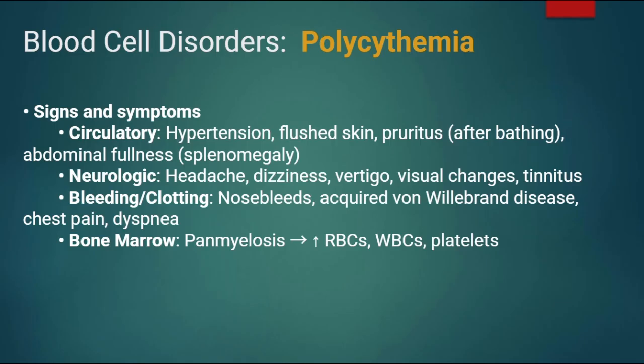They are also at risk for chest pain and dyspnea due to decreased oxygenation and possible blood clots in the lungs or coronary arteries. Finally, panmyelosis, the overproduction of all bone marrow components, including red blood cells, white blood cells, and platelets, is the underlying problem in polycythemia vera, and it contributes to all these symptoms. As nurses, our role is to monitor for these clinical manifestations and report them promptly. Recognizing these early signs can help prevent life-threatening complications such as stroke, myocardial infarction, or pulmonary embolism.